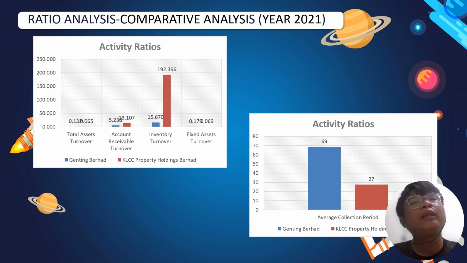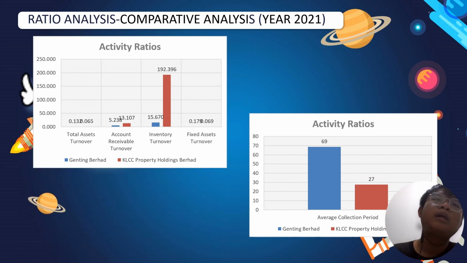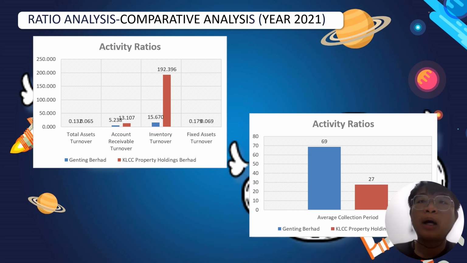Second is the activity ratio. In the activity ratio, the total asset turnover and the fixed asset turnover for the year 2021 show that Genting Berhad is higher than KLCC Property Berhad. For account receivable turnover and inventory turnover, KLCC Property Holding Berhad is higher than Genting Berhad. And last, the average collection period: Genting Berhad uses 69 days to collect the receivables, and KLCC Property Holding Berhad uses 27 days.